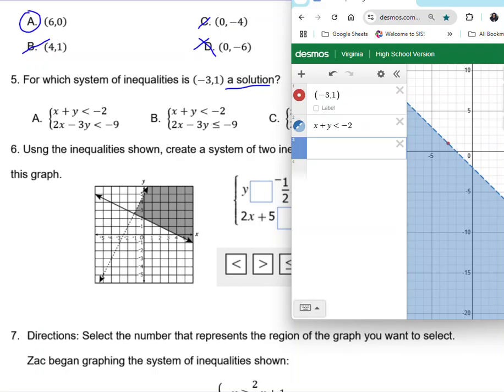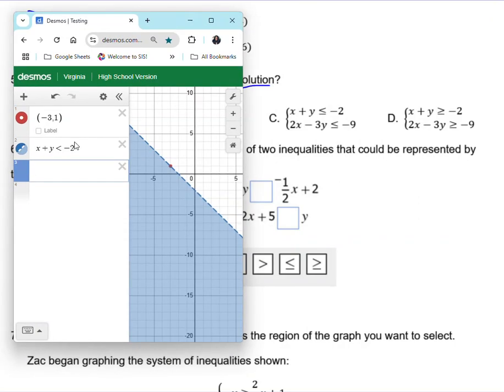And then, well, that's already not going to be it because it's already on a dotted line. So anytime it's on a dotted line, it's not going to work. So even answer choice B has that right there, so it's not going to work, okay? So I'm going to go ahead and move on to answer choice C, where it's x plus y less than or equal to. So now it turns solid. So far that's okay. Now let me graph the second graph.